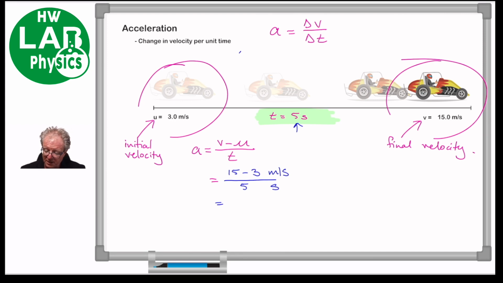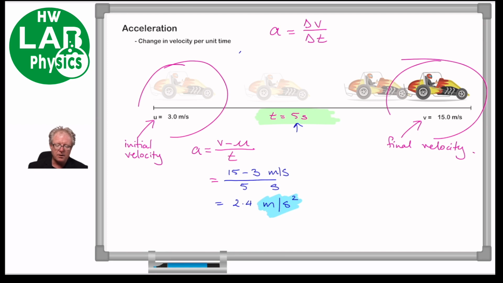So if we go to our calculator now and we go 15 take away 3 divided by 5, we get 2.4. So we get 2.4 meters per second squared. So these are the units for acceleration, meters per second squared.